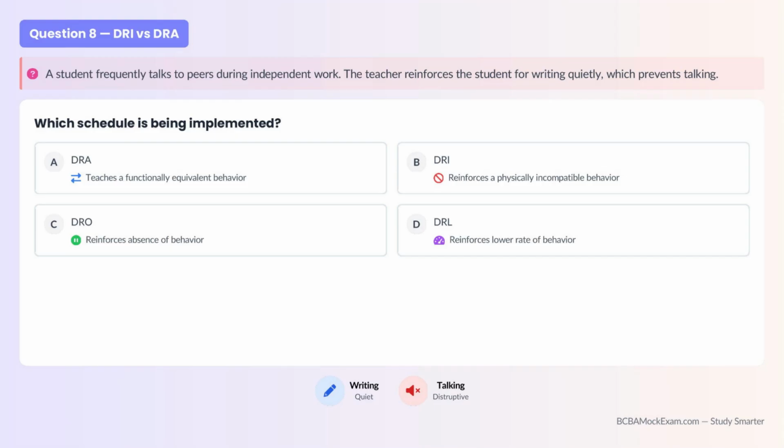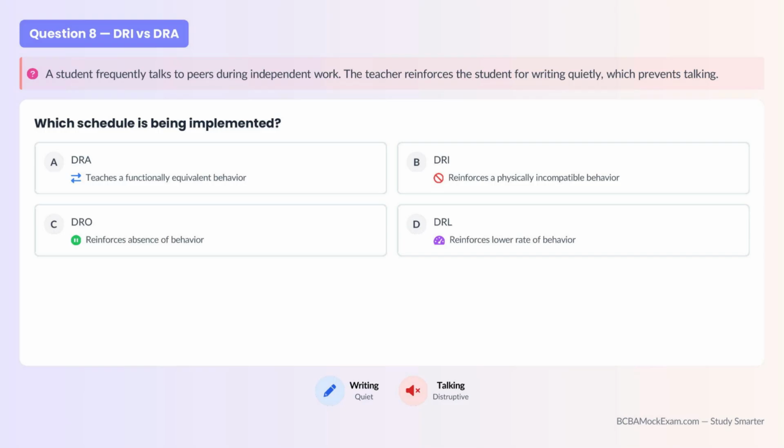The student often talks to peers during independent work. The teacher now reinforces the student for writing quietly, and the description notes that this prevents talking. Think about what the hands and mouth are doing. When the student is focused on writing and staying quiet, they are not simultaneously chatting with peers.